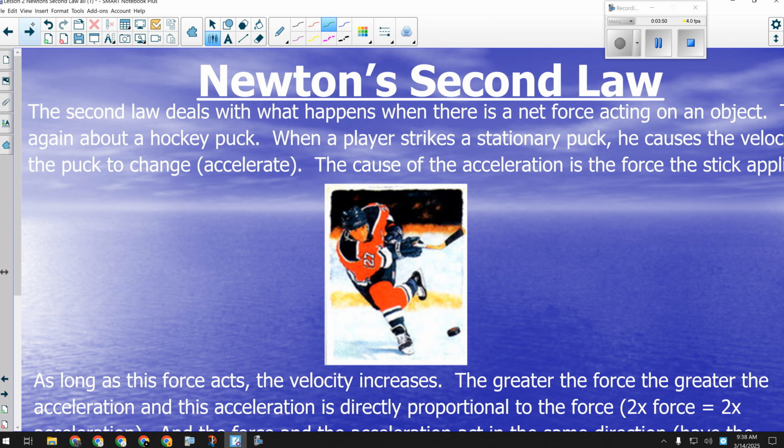Newton's second law deals with what happens when there is a net force acting on an object. Again, we used the hockey puck as the example yesterday. When the player strikes a stationary puck, he causes the velocity of the puck to change because he exerts a force on it. That force is not balanced by anything else, and it results in an acceleration. How long does that acceleration last? I'm not looking for a number here, I'm looking for a description. How long will the puck accelerate for?